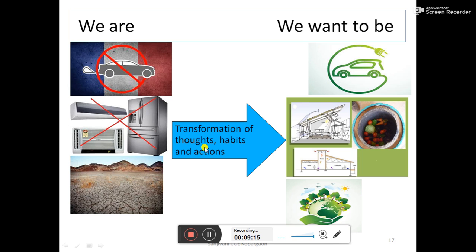Transformation of thoughts, habits and actions. You can see here that eco-friendly things should be used. We want such a kind of land; our land is like this, pollution free. We should use electric vehicles. Here we are polluting the air. So we can use natural resources for air conditioning, or we can use such kinds of things.